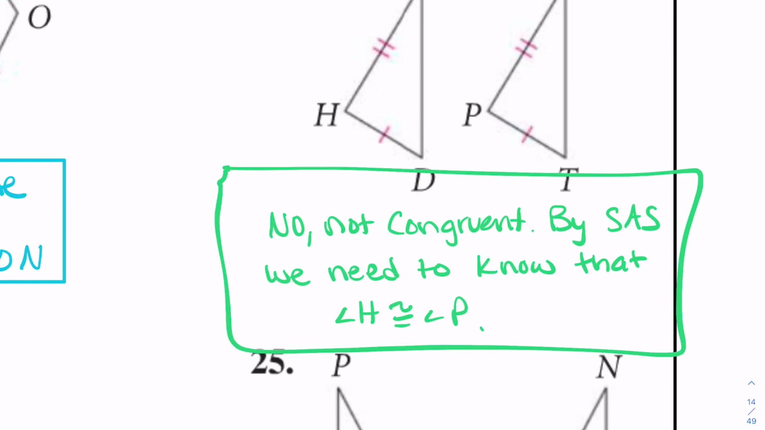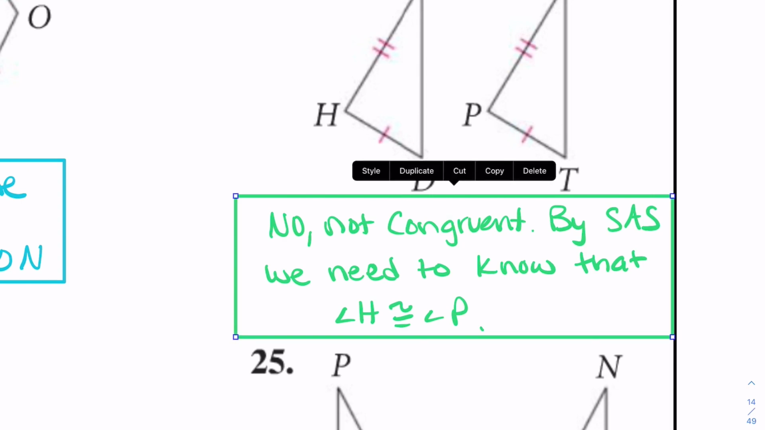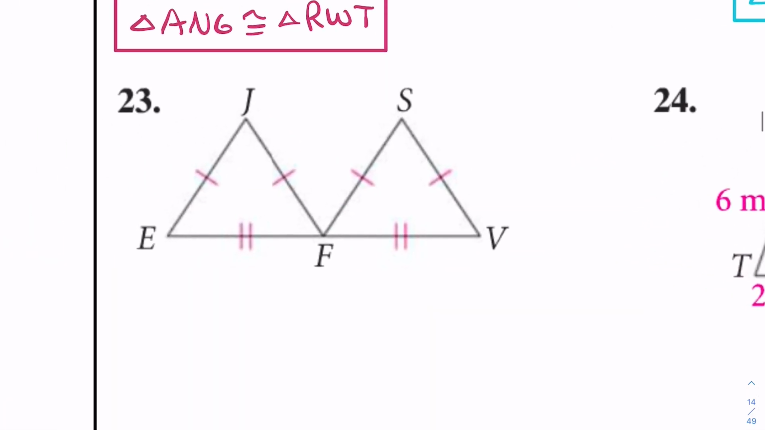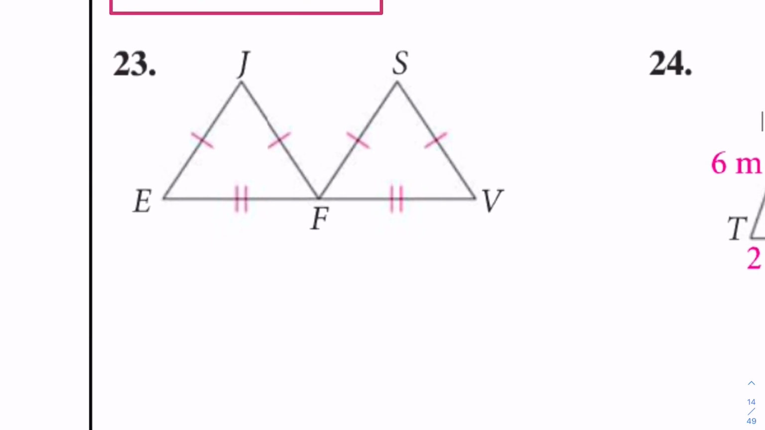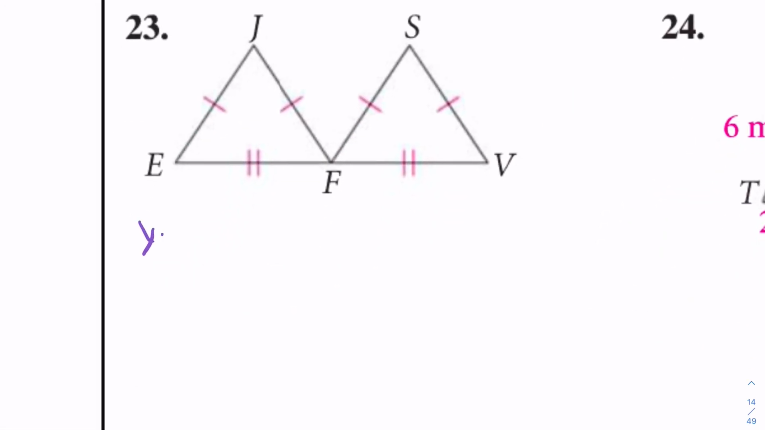And our next one, let me just do the box. Okay, next one, we're good, side, side, side. So that's okay that this has one tick mark, one tick mark, one tick mark, one tick mark. That's fine. They're just isosceles triangles. Those are all congruent. So we're going to say yes by side, side, side postulate.